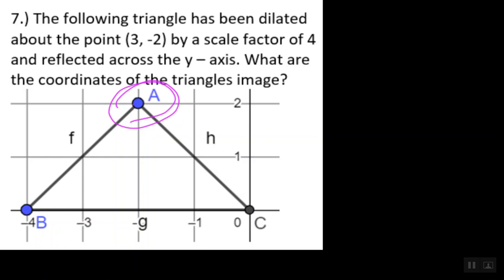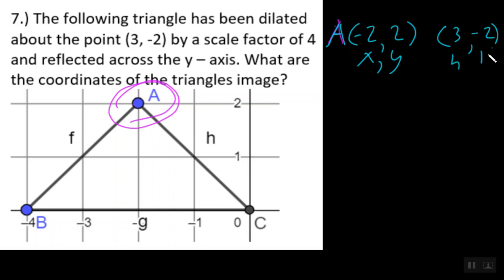So let's just kind of label some things. Point A is the point that we are concerned with, and it's over here at -2, 2. Since it's the point that's being dilated, we'll label that x, y. I also have our point of dilation, which is 3, -2, which will be our h, k. And lastly, we know that our scale factor of 4 is t.